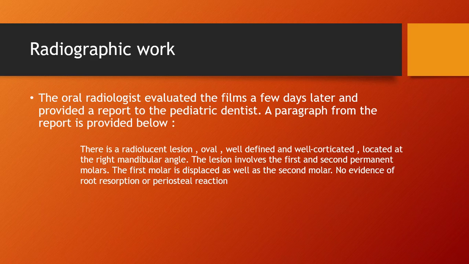The oral radiologist evaluated the films a few days later and provided a report to the pediatric dentist. There is a radiolucent lesion, oval, well-defined, well-corticated, located at the right mandibular angle. The lesion involves the first and second permanent molars. The first molar is displaced, as well as the second molar. No evidence of root resorption or periosteal reaction.